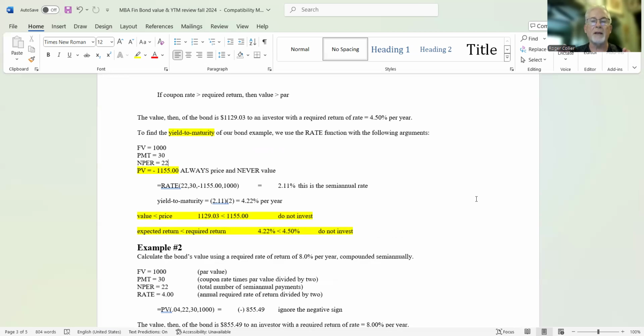One thing to point out here, those two comparisons will always give you the same answer. They will not contradict each other because they're two ways of saying the same thing. Right? Comparing value to price, comparing expected return to required return is really two ways of saying the same thing, and they will always give you the same decision.